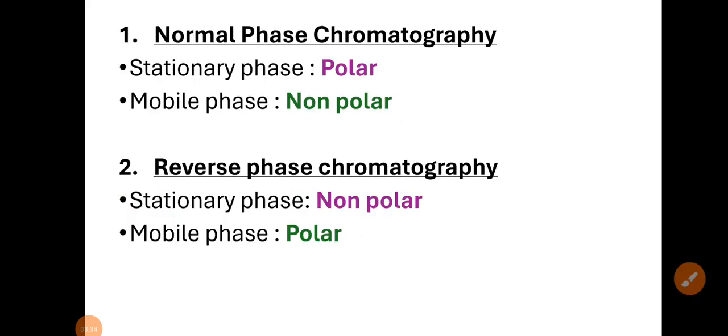Here there are two types of chromatography, normal phase and reverse phase. In normal phase chromatography, the stationary phase is polar and the mobile phase is non-polar. That means the non-polar compounds elute first. And in reverse phase chromatography, the stationary phase is non-polar and the mobile phase is polar, which means the polar compounds elute first. So that is the elution criteria.